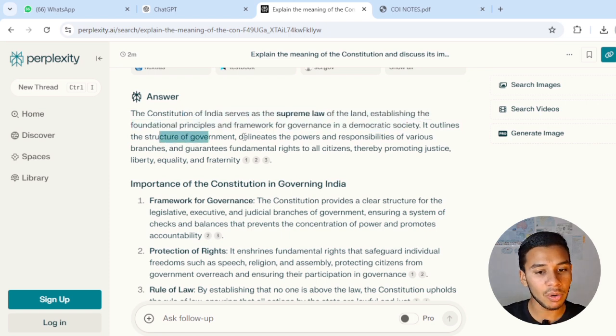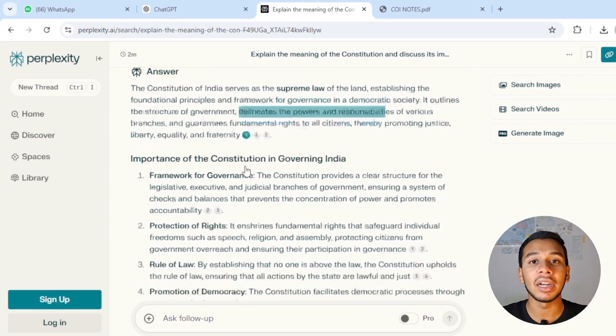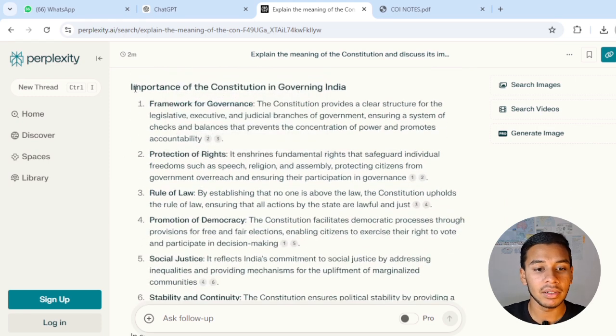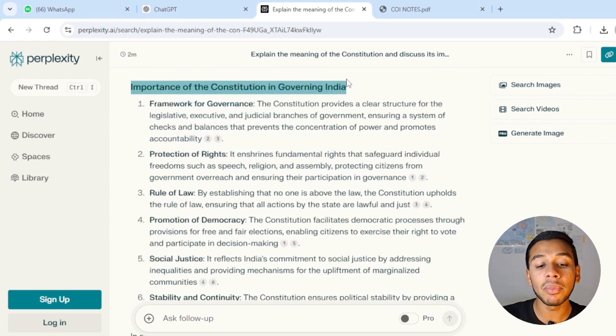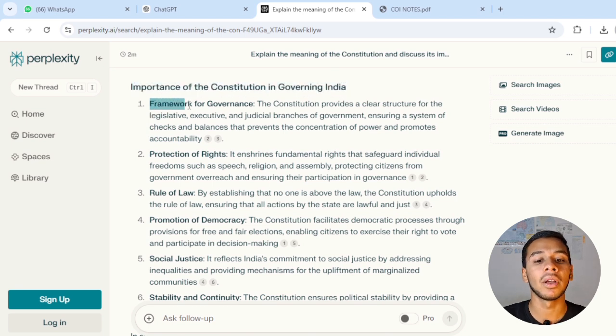It outlines the structure of government, delineates the powers and responsibilities of various branches, and guarantees fundamental rights to the citizens. It is all about democracy, where everybody can live their own life. There is no dictatorship. Let's quickly move into the importance of the Constitution in governing India. The first one is the framework of government, where a set of people become leaders, they get power, and they promote accountability to the people.